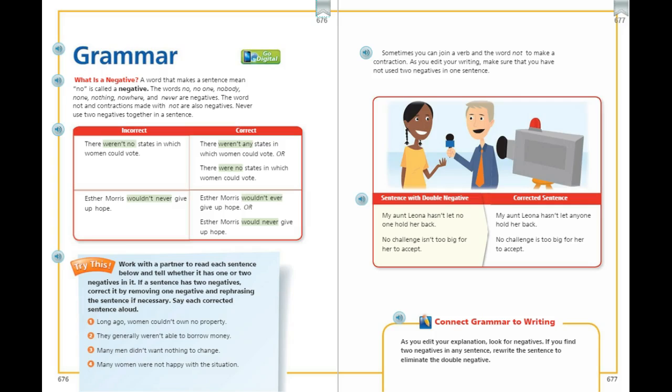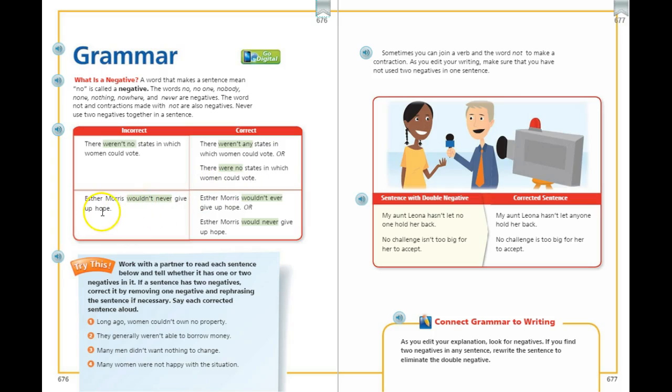We should never use two negatives together in a sentence. Here's an example. There weren't no states in which women could vote. All right, weren't and no: a contraction with not, and a word that's a negative. Doesn't sound right, does it? Sounds like a hillbilly. All right, here's the correct way. There weren't any states in which women could vote, or there were no states in which women could vote. See how that makes it sound so much better.